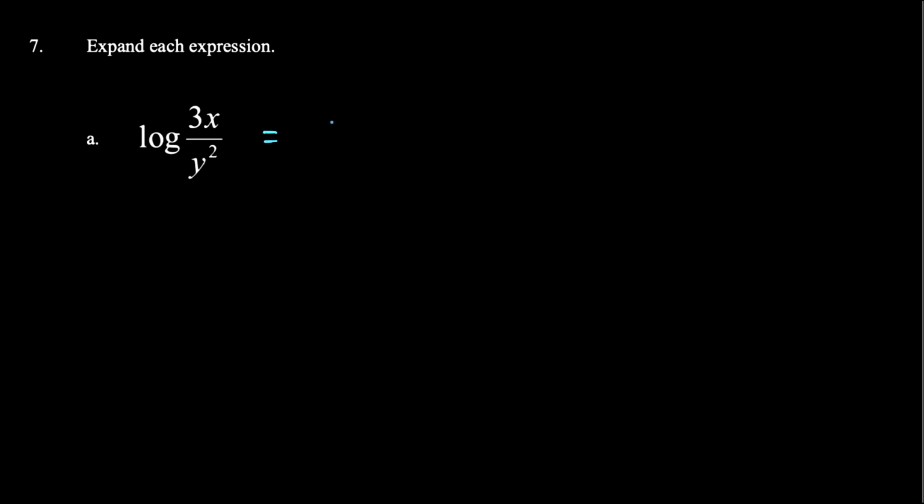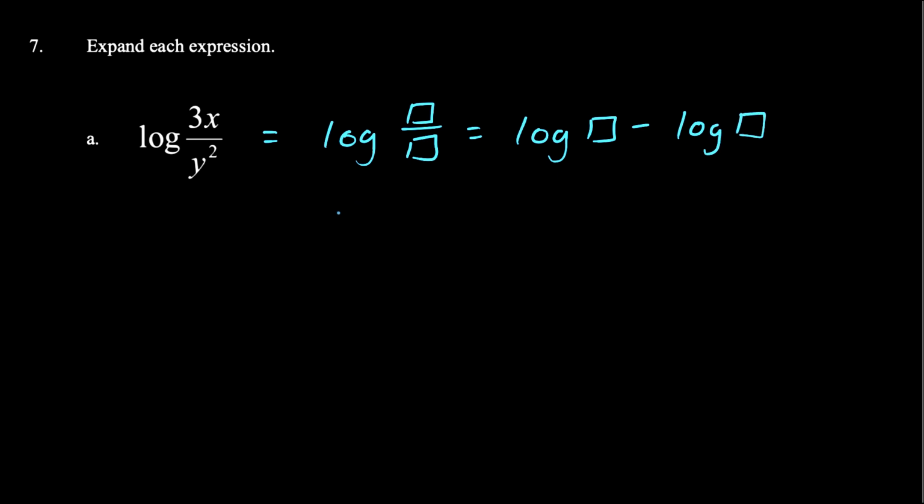So the initial problem I see here is log, and it's understood it's base 10. We don't need to write that. It's the common log. I see this as a division problem. So I'm going to rewrite this using our rule for the log of a quotient and expand it to a difference. So that means here we're going to have log of 3x minus log of y squared.